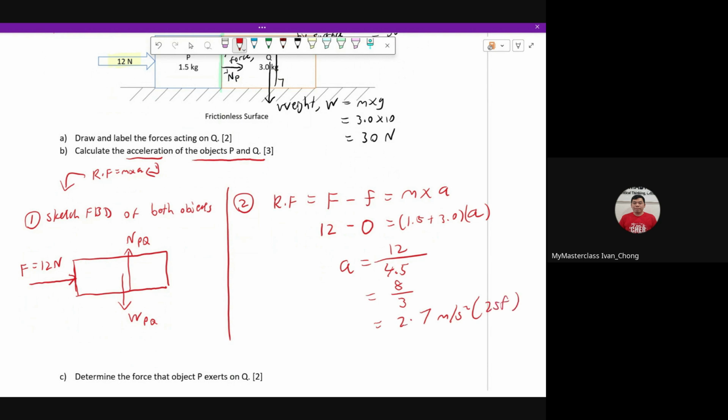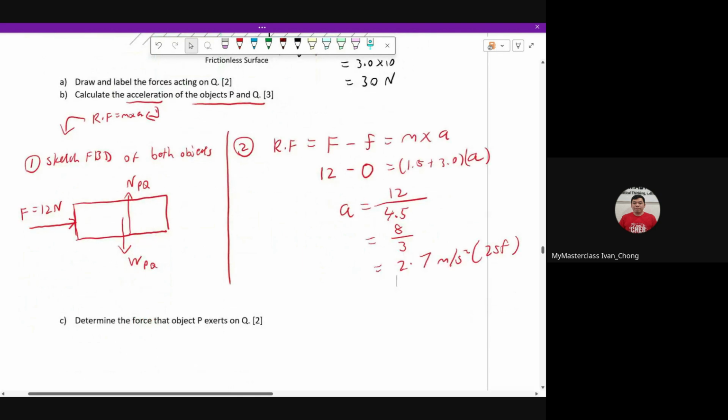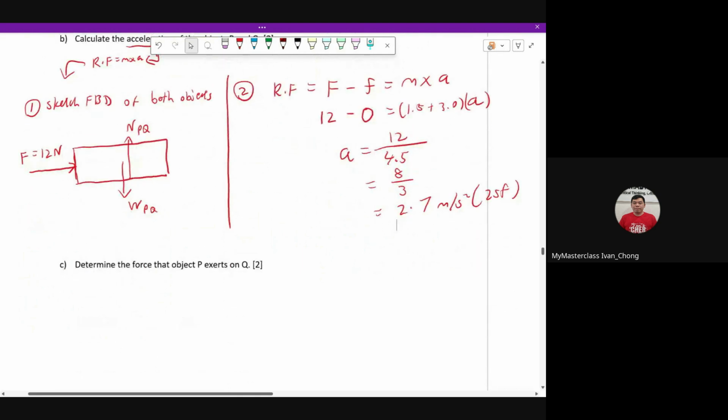Okay, for those who are not sure why we use 2 SF, if you notice, the two values that we use here are all in two significant figures. So your final answer should also be two significant figures. We don't look at the 8 and 3, they are just ratios. So if you want to be very, very specific, it's 8.0 over 3.0.